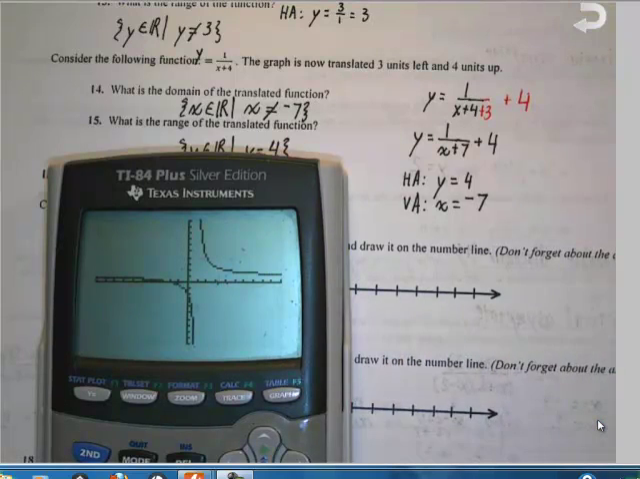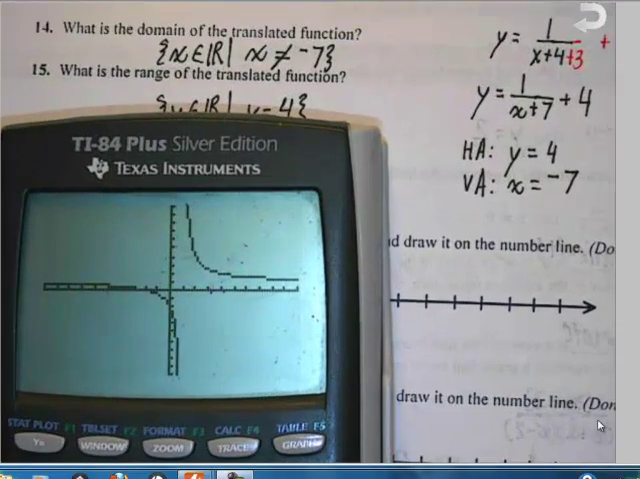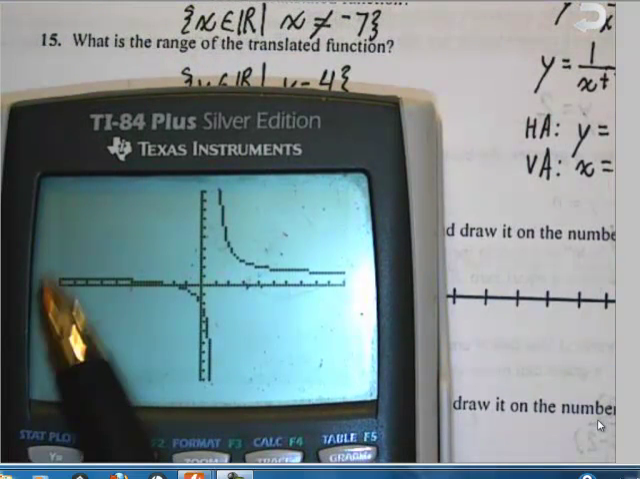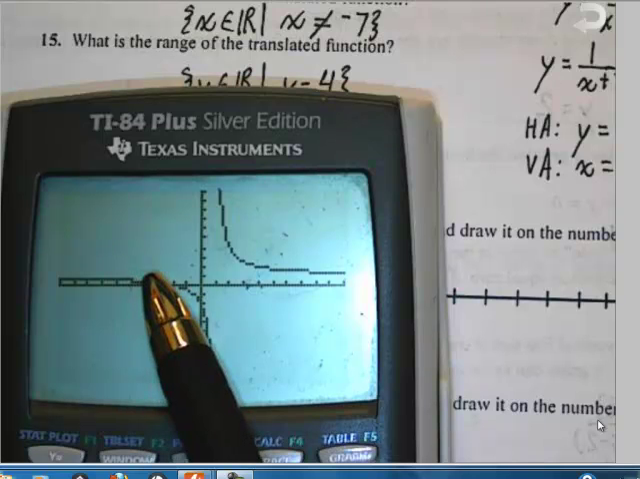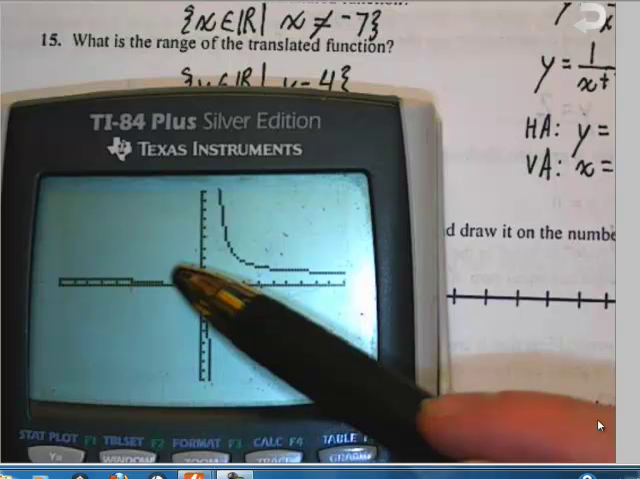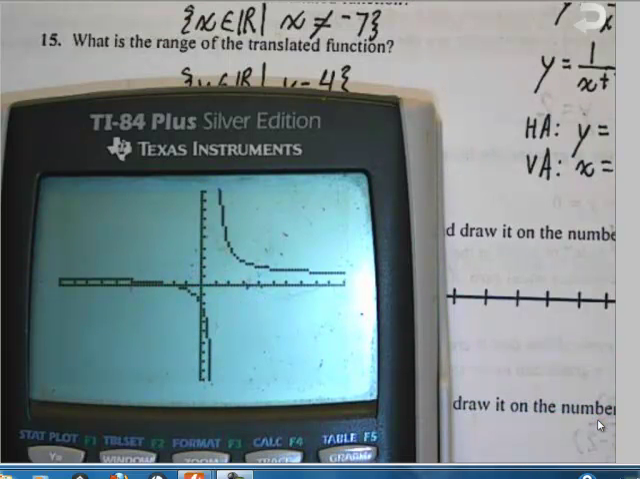Now, I'm going to zoom in using the document camera instead of using the calculator for a moment. If you look closely, you will see that the rational function is above the x-axis until you get to a certain point. At a certain point, it intersects. Now, we're going to use our table to find that certain point.